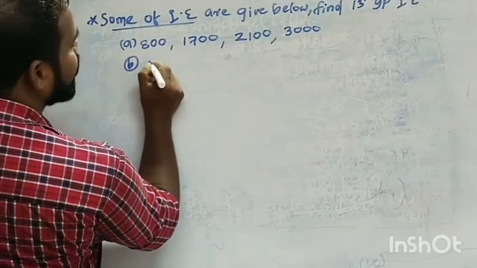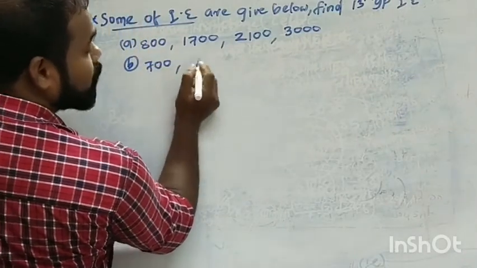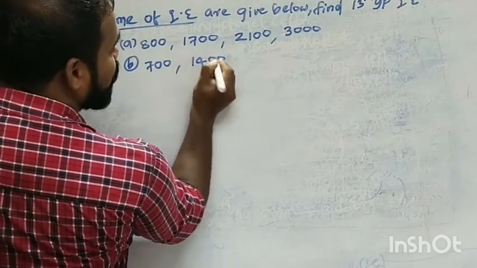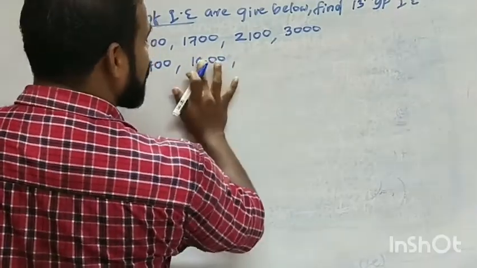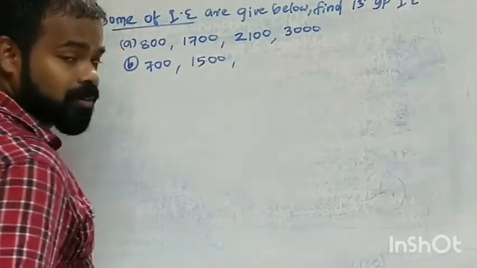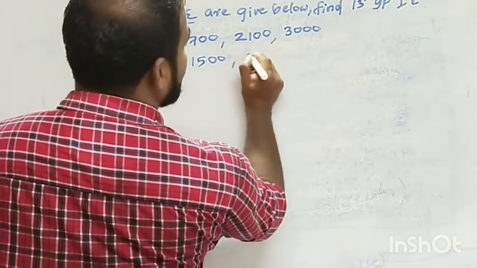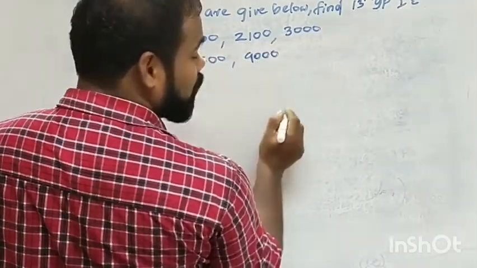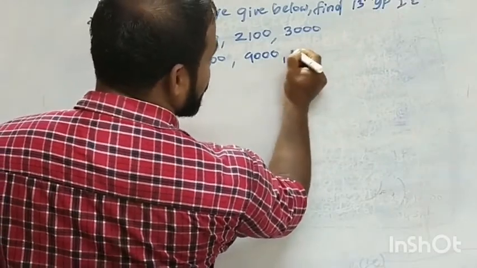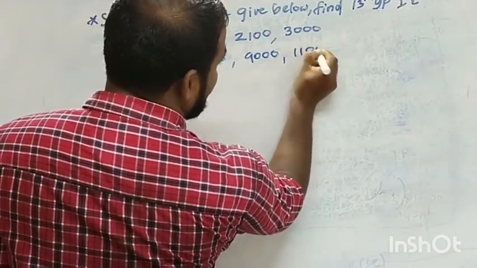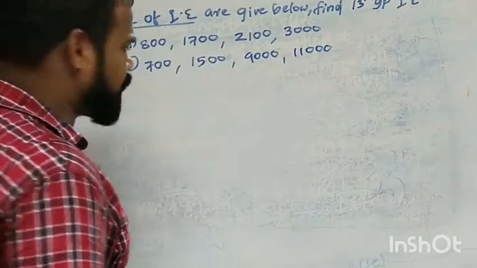Option B: 700 kilojoule, 1400 kilojoule, then 1500 kilojoule. Then the next one, 9000 kilojoule. Next one, 11,000 kilojoule. Just keep that in your mind.